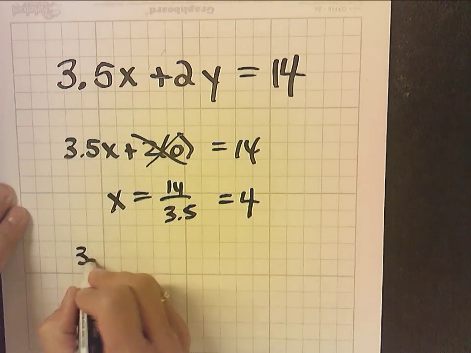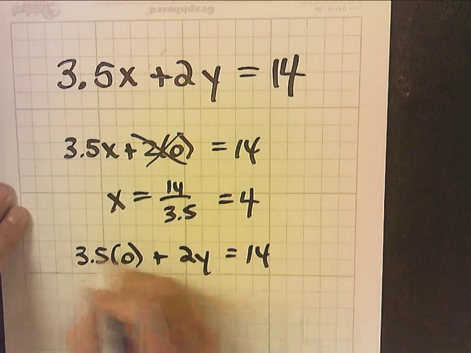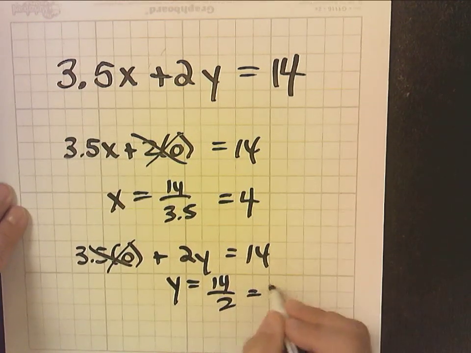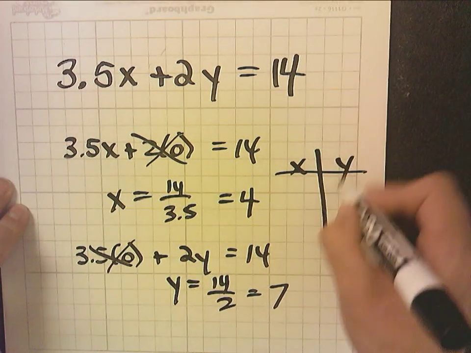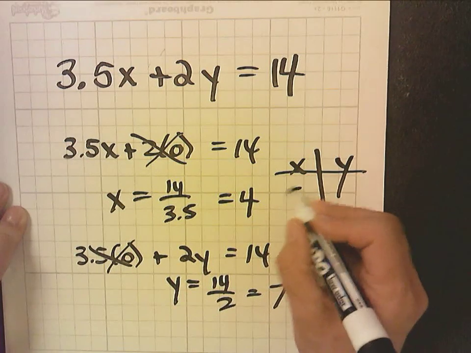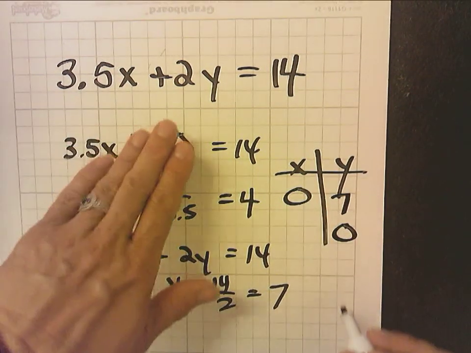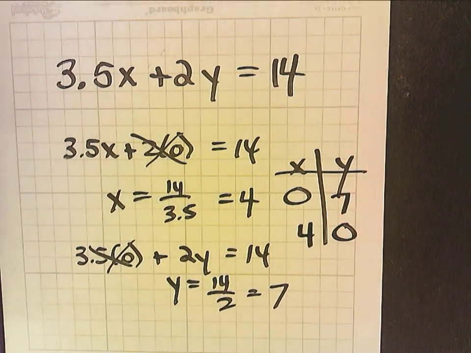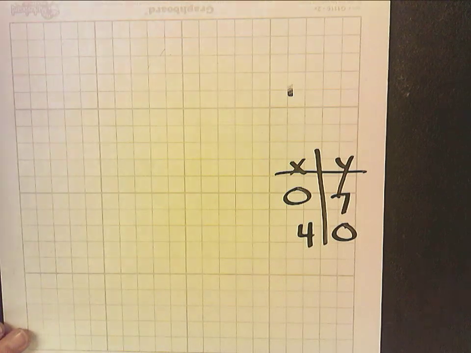And then we let x equal 0. That goes away. So y equals 14 over 2, which is 7. Or you can do my way. When x is 0, y is 7. When y is 0, x is 4. So now I have the points (0, 7) and (4, 0). So go to the graph.